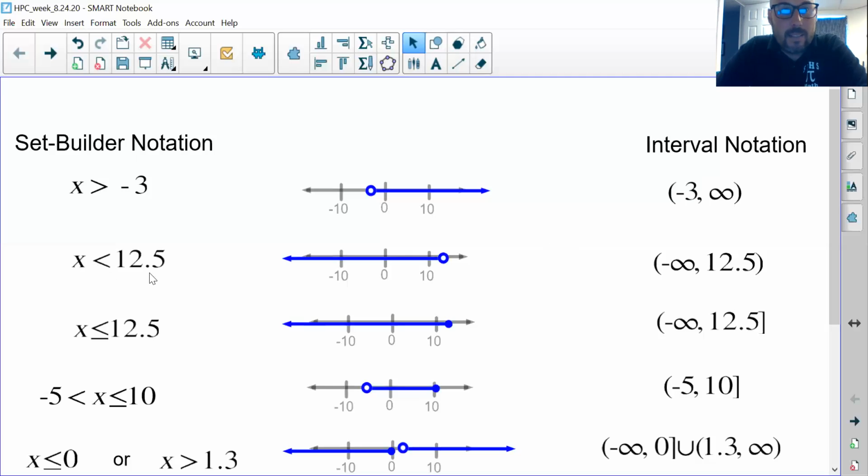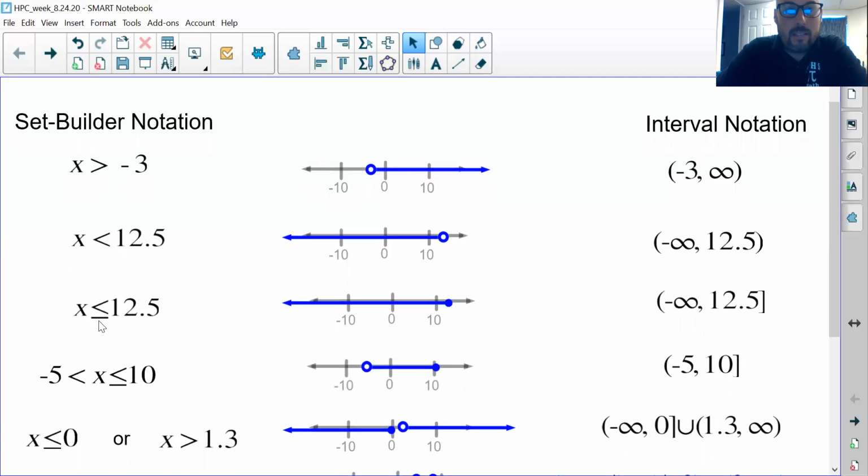The next one, x is less than 12.5, so every number less than 12.5, not including 12.5, is here. Notice in interval notation, you always think about it from left to right. So negative infinity is less than 12.5, so it gets mentioned first. The next one, less than or equal to 12.5. So now we're including 12.5, which means I have a closed circle, but in interval notation, you have the bracket. That communicates that you're including that value.